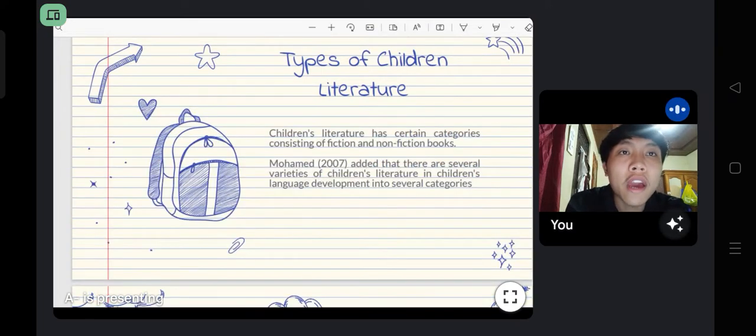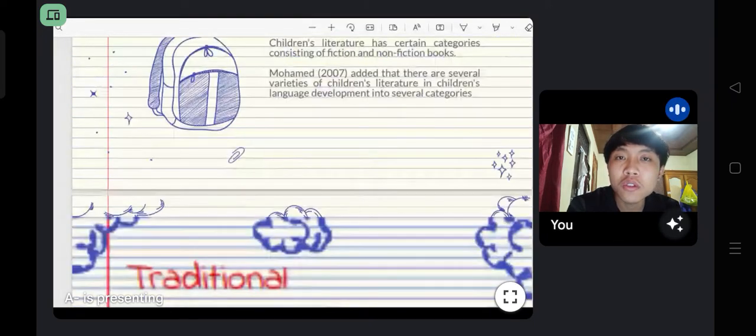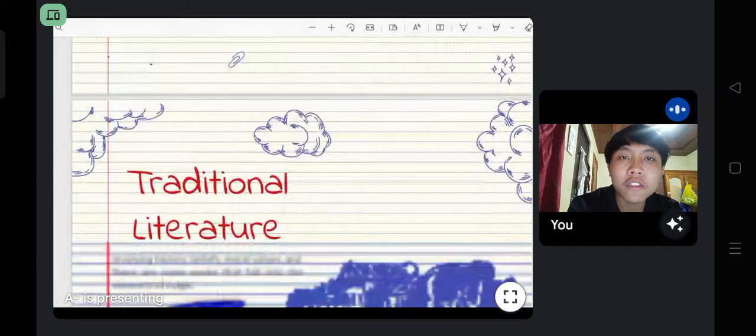So here we have types of children's literature. Children's literature has a certain category. It can be in both the non-fiction and fiction categories. According to Muhammad, in 27, there are several categories of children's literary works that can be used to support our learning process.